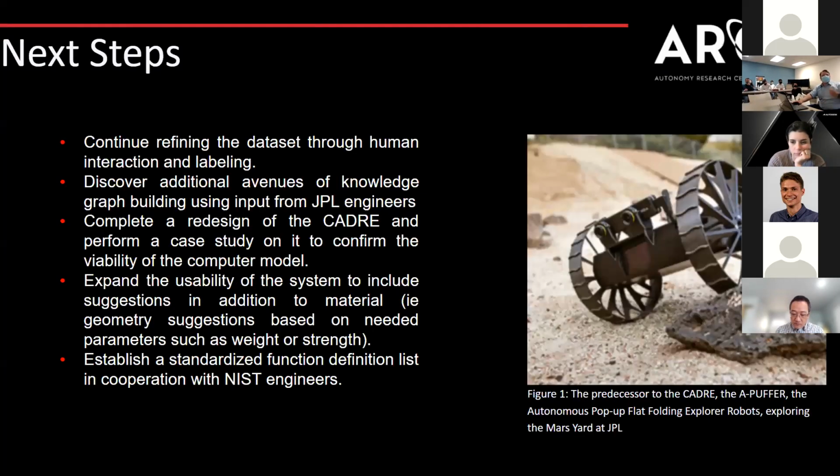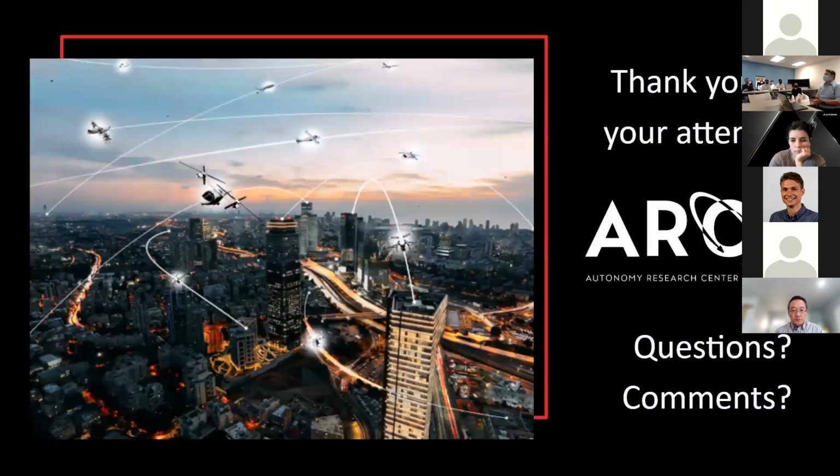So for the next steps, we'll be going through the human interaction. We're going to be discovering additional avenues of knowledge graph building and input from engineers at JPL, a complete redesign of the cadre, and then we'll expand the usability of the system to include suggestions in addition to material. We'll also be establishing a standardized function definition list with the help of this.